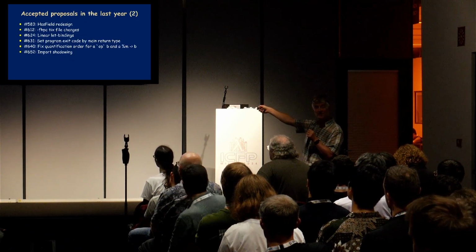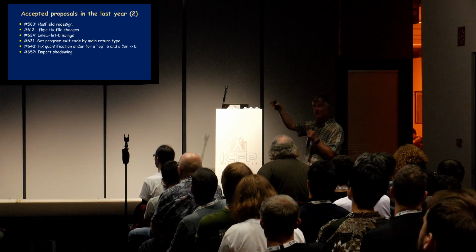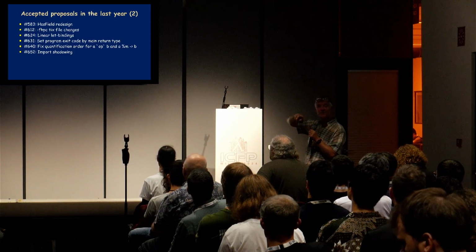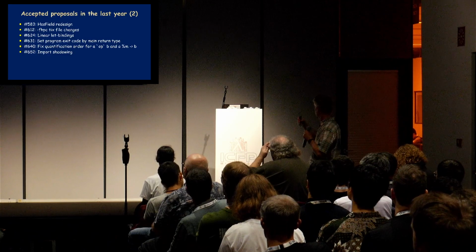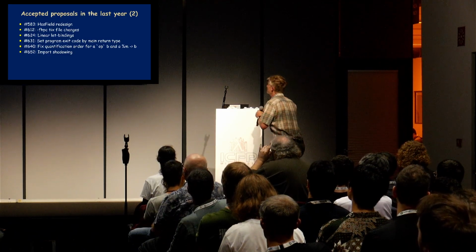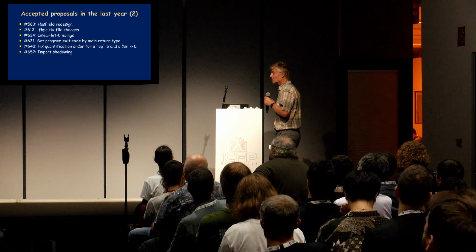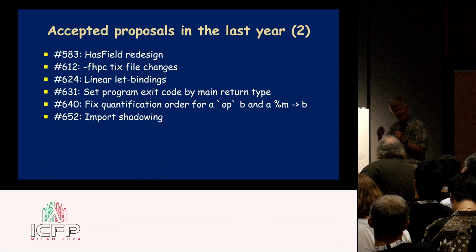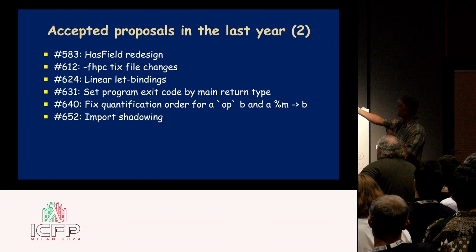HasField we talked about a little bit already. This is the making it levity polymorphic. There's a bit to do with HPC, the Haskell program coverage tool, and its TIX files. Linear Haskell is still evolving. Again, mainly filling out the envelope. This was a filling out the envelope kind of proposal from Arno.